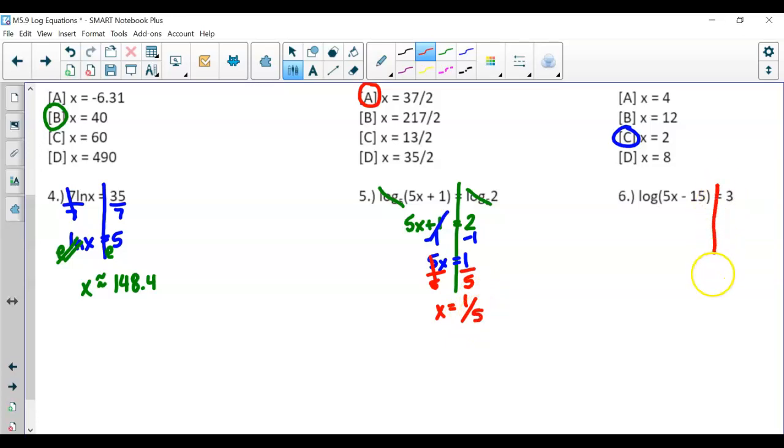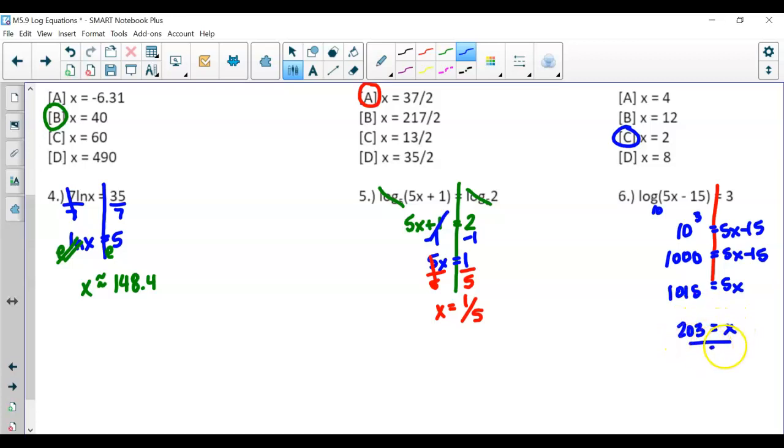So then the last one here, log is by itself. So you have to rewrite this. Again, common log, base 10. So this is 10 to the third power is equal to 5x minus 15, which is 1,000 is equal to 5x minus 15. So now here, solving your two-step, add 15, so you get 1,015 is equal to 5x. Divide by 5, you get x is equal to 203.